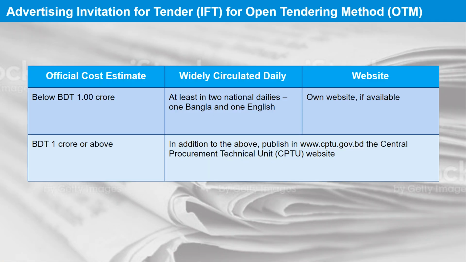If the official cost estimate of a procurement package of goods or works is up to 100 lakh Bangladeshi taka, the invitation for tender, that is IFT, should be published in at least 2 national dailies, one Bangla and one English. It also includes publishing in own website. In addition to 2 national dailies, one Bangla and one English, publish the IFT in the website of the Central Procurement Technical Unit if the official cost estimate is 100 lakh Bangladeshi taka or more.